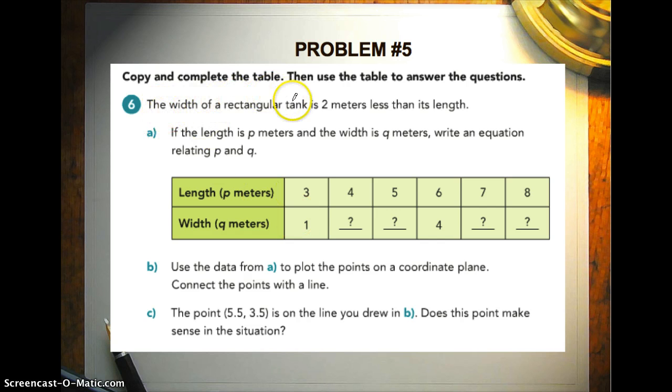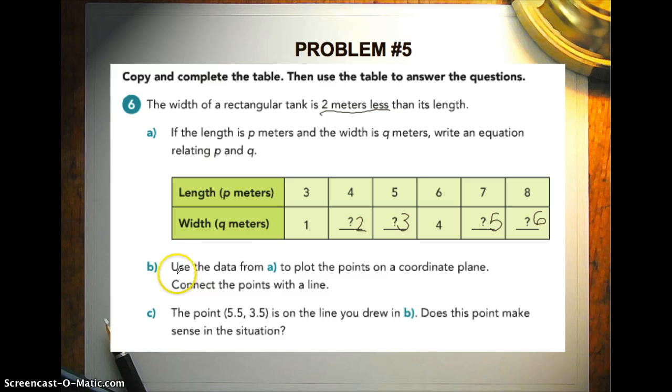So the width of a rectangular tank is 2 meters less than its length. So they already started a data chart for you, right? So if the length is P meters and the width is Q meters, write an equation relating P and Q. Well, we know that this is 2 meters less, right? So we need to make sure we just subtract 2 each time. So 3 minus 2 is 1, 4 minus 2 is 2, 5 minus 2 is 3, 6 minus 2 is 4, yes, they did that. 7 minus 2 is 5, 8 minus 2 is 6. Okay, so we did part A.